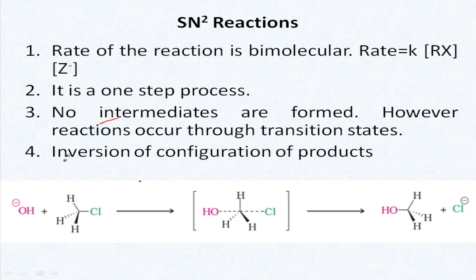So OH minus directly attacks the carbon, going through a transition state, with chlorine on the opposite side. As OH attacks the carbon, the carbon-Cl bond breaks, and finally Cl minus leaves and you have OH.